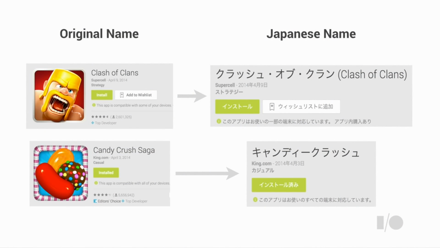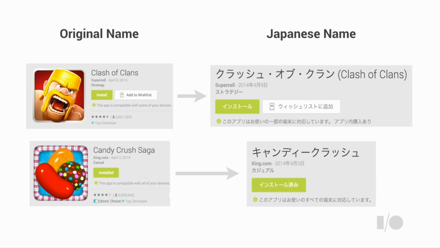So we just talked about the icons. After the user sees the icons, what the user will see next is your game title. This is an example of Clash of Clans and Candy Crush.